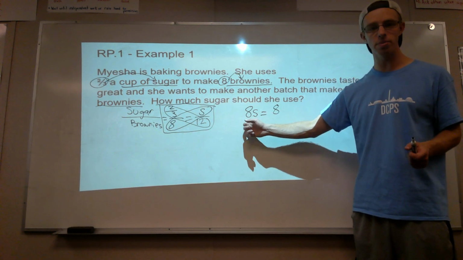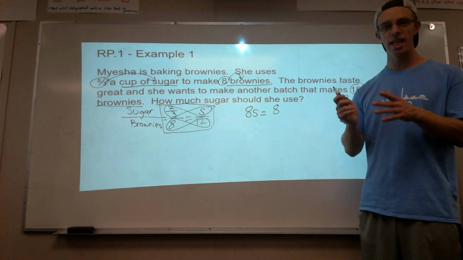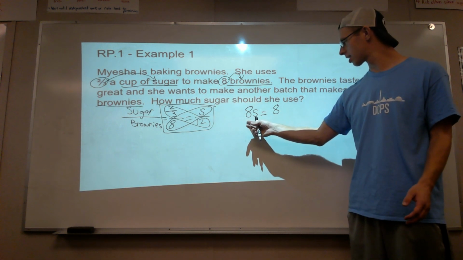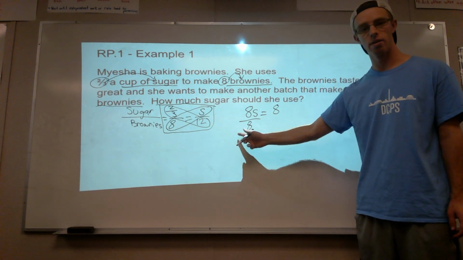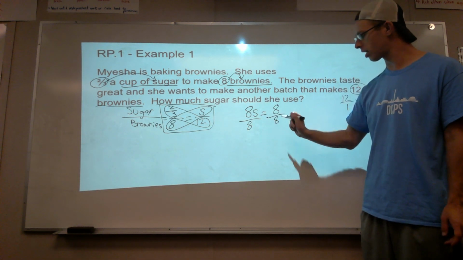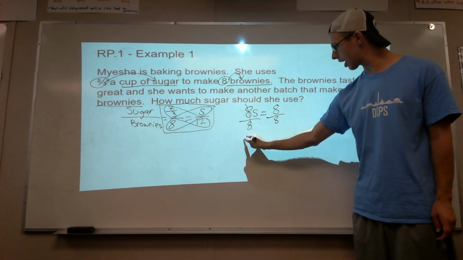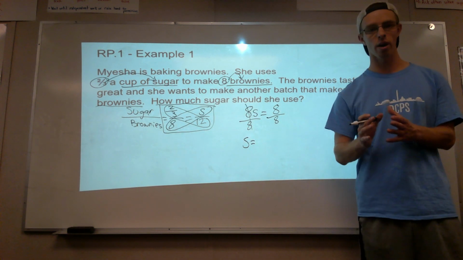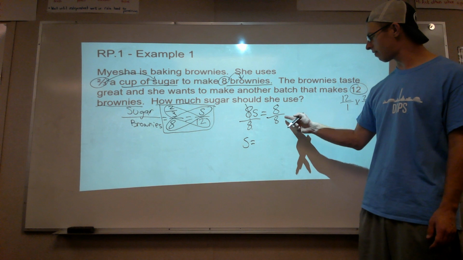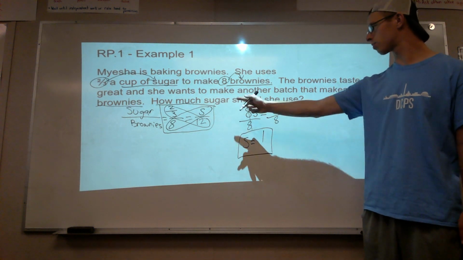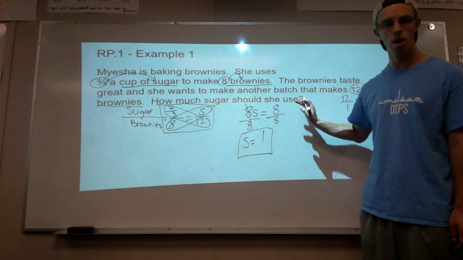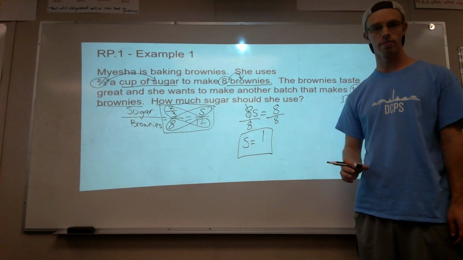Here we have multiplication, 8 times s. The opposite of multiplication is division. So I'm going to divide by 8. Whatever you do to one side, you have to do to the other to keep it balanced. These cancel out. I have s by itself, which is what I want. 8 divided by 8 is 1. And that's my answer. S equals 1. She should use 1 cup of sugar.